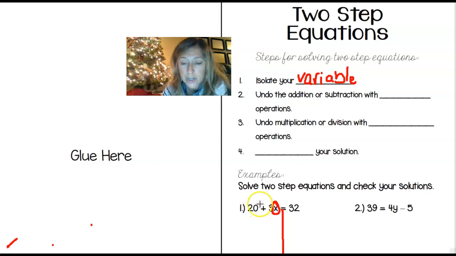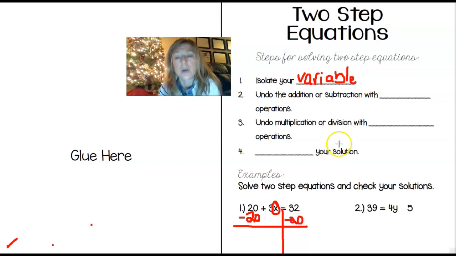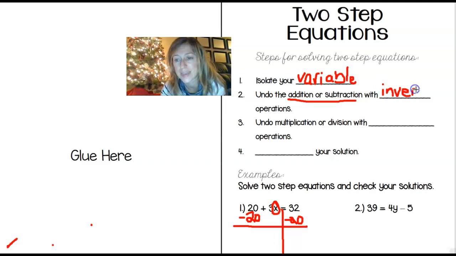So in order to do that, I want you to notice the 20. The 20 is positive. So what do I do to get rid of a positive 20? I do the inverse, and I'm going to subtract 20 from 20 because 20 minus 20 is 0. But whatever I do on the left side, I have to do on the right side. So I'm going to subtract 20 over here too. So the first thing we have to do is undo the addition or subtraction with the inverse operations.